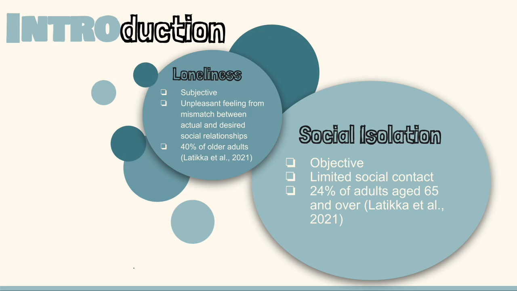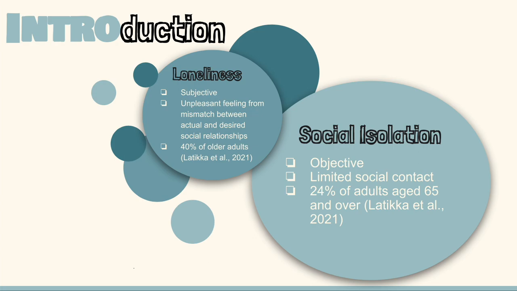A recent estimate considers 24% of older adults aged 65 and above as socially isolated. In addition, estimates from the United States show that more than 40% of older adults are lonely. But what is social isolation and how does it relate to loneliness?